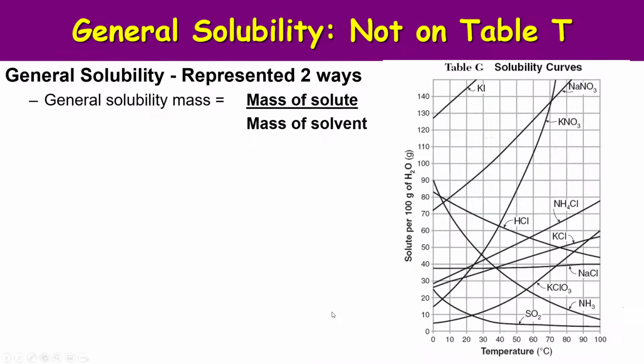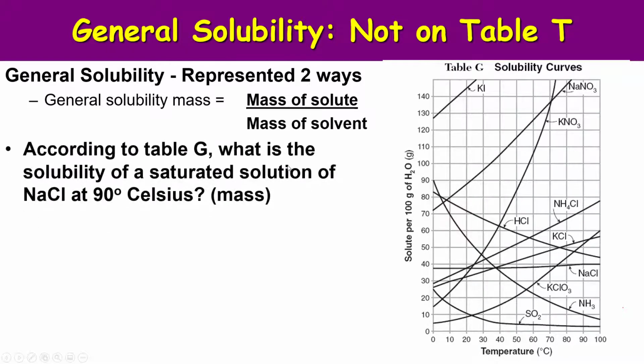So the first formula we're going to tackle is our general solubility formula, which when we were taking notes we saw that there were 2 of those. We're going to tackle general solubility by mass before we do volume. You guys know that formula is mass of solute over mass of solvent. And a typical question might be, according to table G, what's the solubility of a saturated solution of NaCl at 90 degrees Celsius? And so let's jump right to table G.